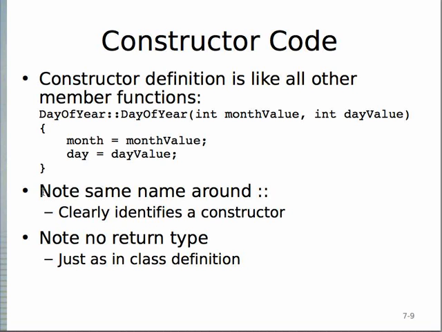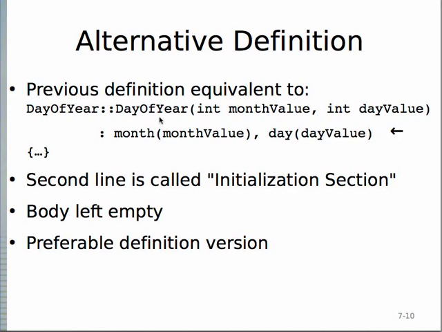Okay, so you might note that you have the same name around the scope resolution operator. This first one is the name of the class, and this is the name of the function. In the case of the constructor, they're the same. So that's why it looks a little bit different.